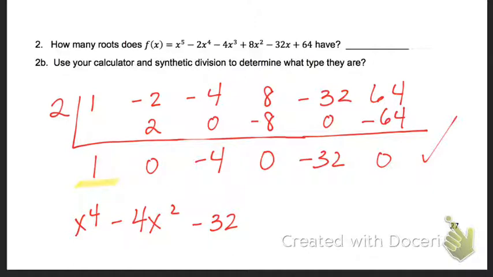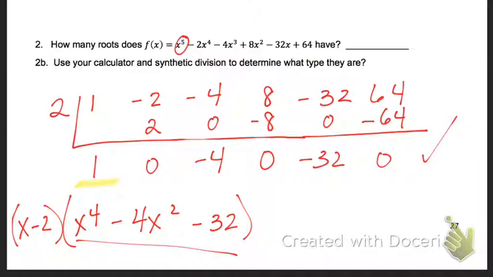That's interesting. Can I factor this? Where did the x to the 5th go? I did synthetic division, and when you do synthetic division, it gets 1 degree less. So this whole thing is like saying x minus 2 times x to the 4th minus 4x squared minus 32. That's the whole equation. I'm in the process of factoring it completely.